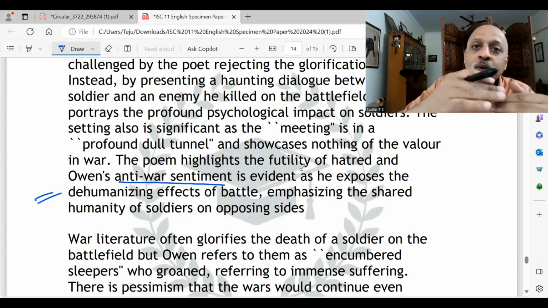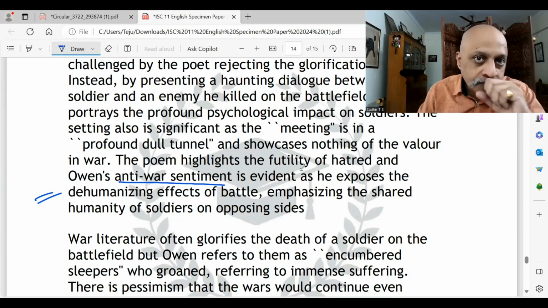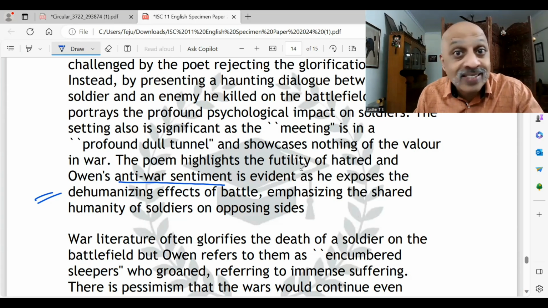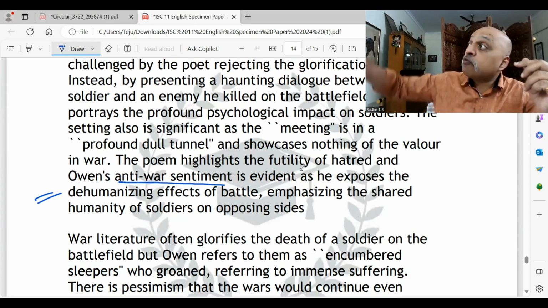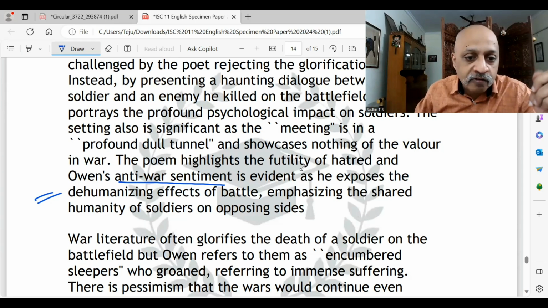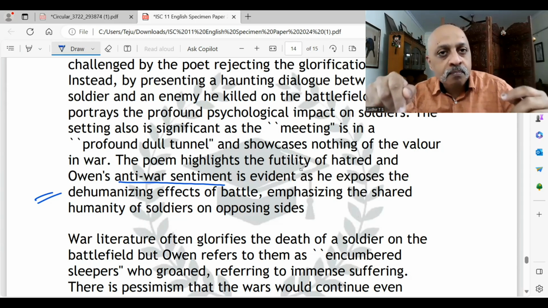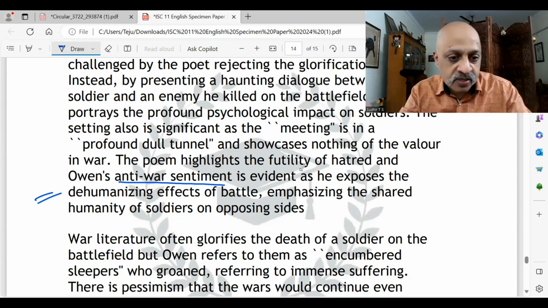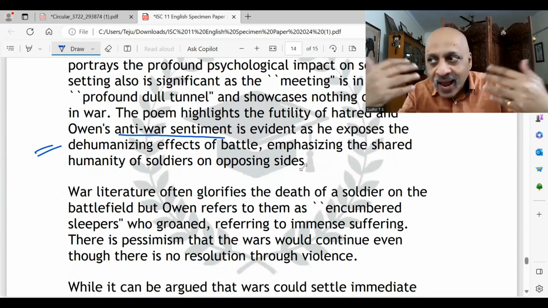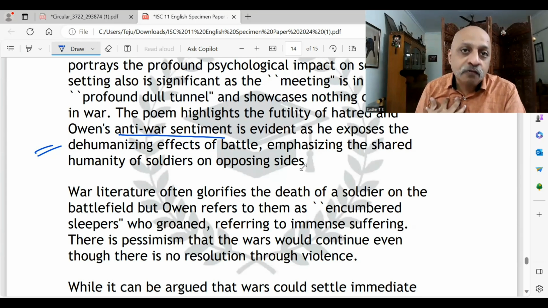They get reduced to killing another human being, which is not a very nice thing to do. War literature, generally, glorifies the death of a soldier on the battlefield. But Owen, in this poem, is referring to them as encumbered sleepers who groan, and he's talking about their immense suffering, right?